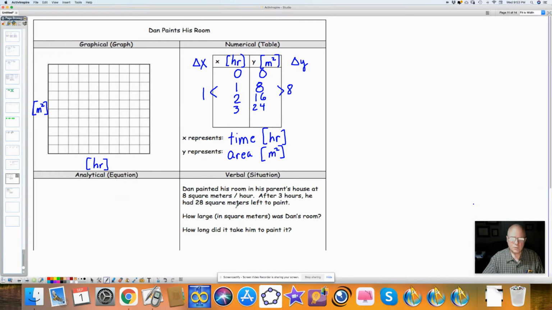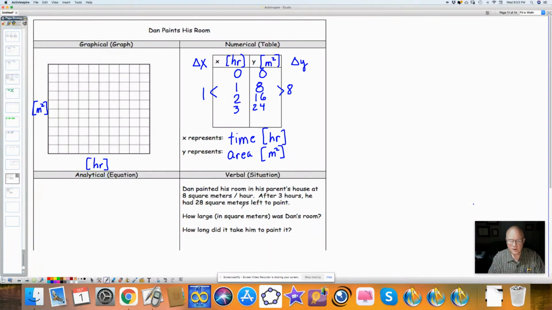But I want to look at what it says here. After 3 hours, he had 28 square meters left to paint. Where on this table do we put 28? Do we put it here? Do we put it here? Do we put it somewhere else? Just think about what it's saying. He's already painted so much, and he has this much more to paint.